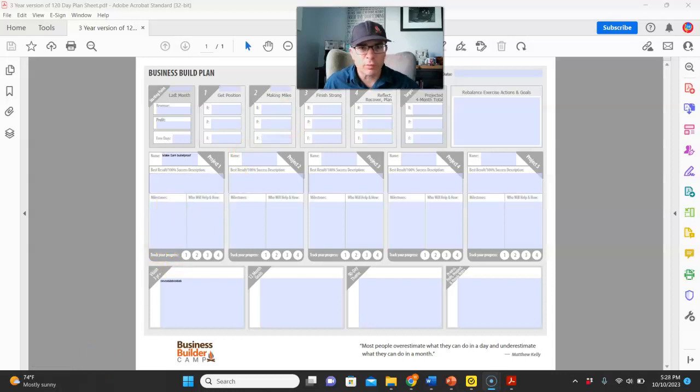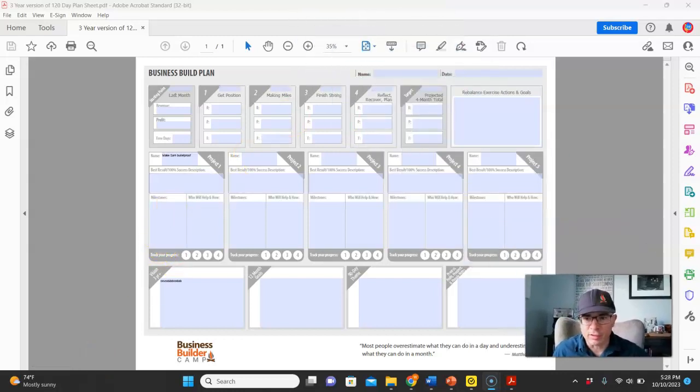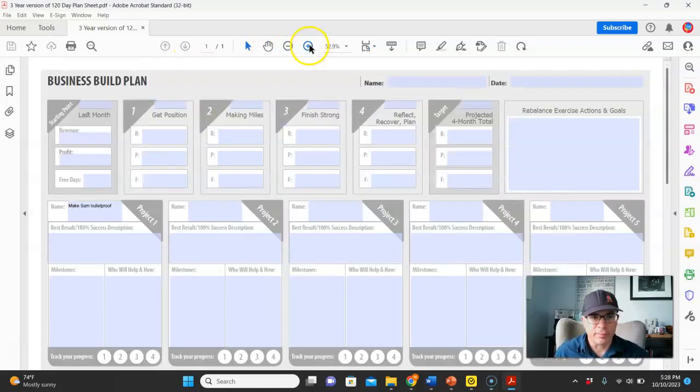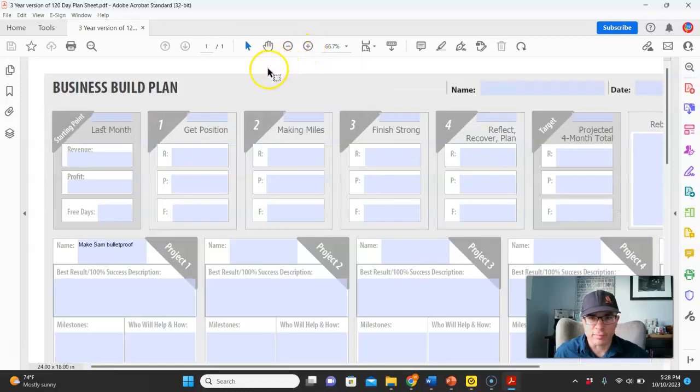Hey, Business Builder, I want to focus in today on a particular part of our 120-day plan sheet, and that part is the top rows from upper left over to about halfway through. And when we look at these boxes, specifically what I want to work on today is the revenue and profit.